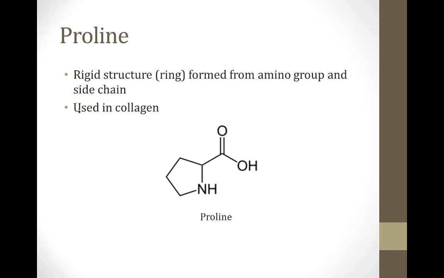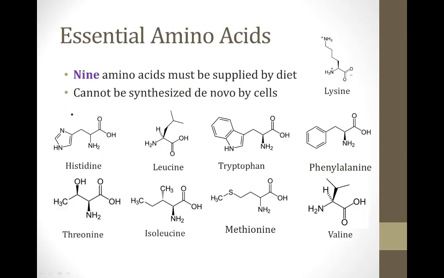Another amino acid that's somewhat high yield to know about is proline. It has a five-membered ring for a side chain with an amino group in it. This gives it a very rigid structure, and for that reason, you find lots of proline in collagen, which provides support to tissues. There are 9 amino acids that must be supplied by the diet. The body cannot synthesize them de novo, and these are called essential amino acids. I think it's relatively low yield to memorize the names of all these, but you should be aware that some amino acids must come from the diet and others can be synthesized by the body.